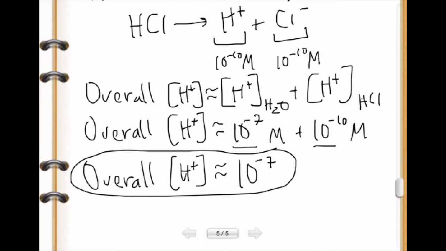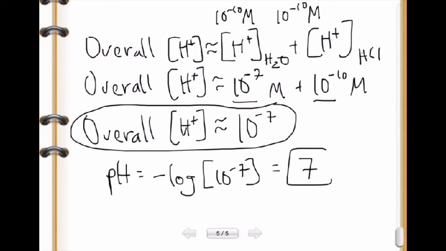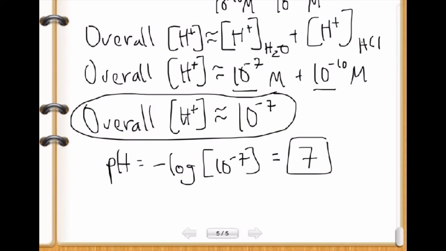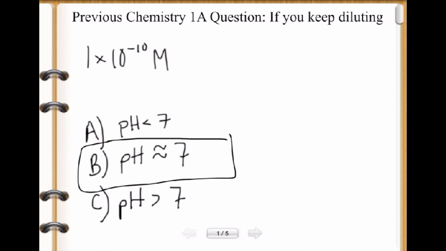And because the overall H plus is 10 to the negative 7th, if you take the pH of the solution, it would be negative log of 10 to the negative 7th. And you'd see that this is actually 7. And so the answer to the question was actually B. If we go back to that original question we started with, remember all the way up here, the answer is actually B. And that just goes to show you, when you think conceptually, the answer here is B because this is clearly HCl in water.